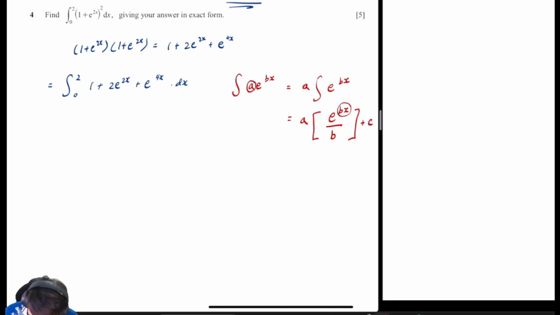And we're going to do the same thing here. Once we start integrating, the first term will be just x. Then 2 e to the power 2x. Don't let the 2 bother you because the 2 is not the main thing to be integrated.